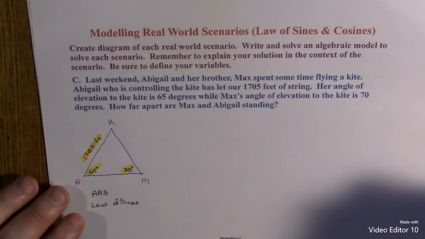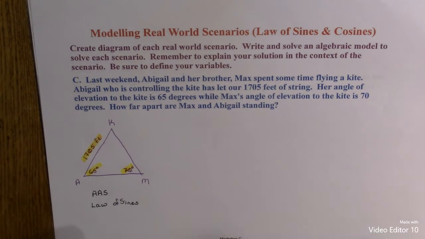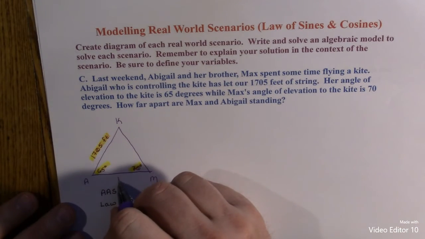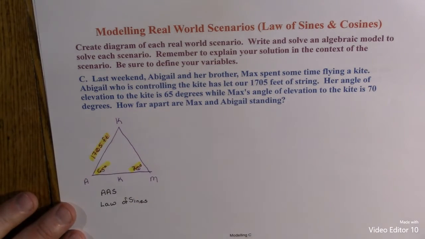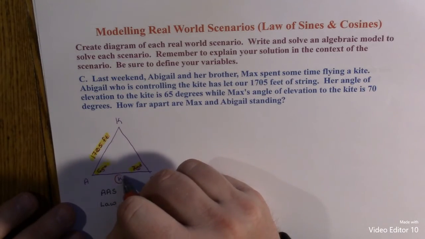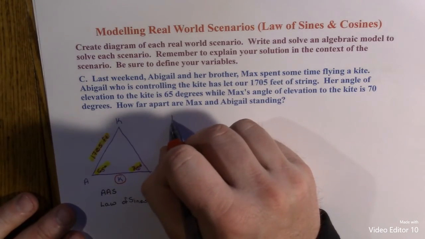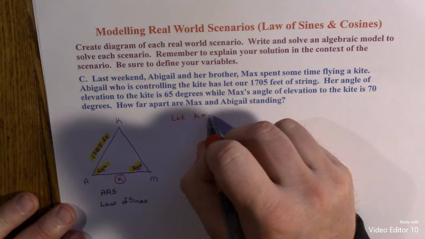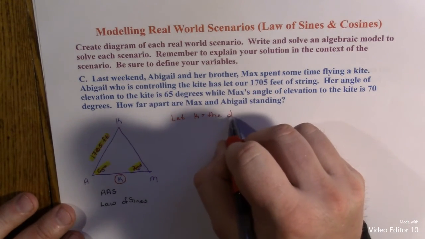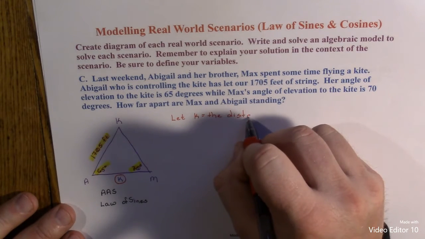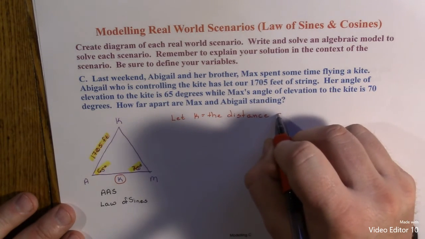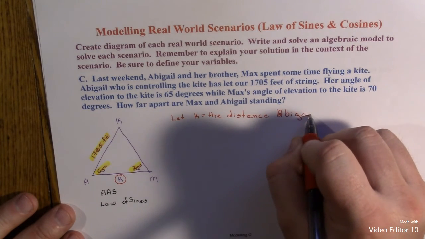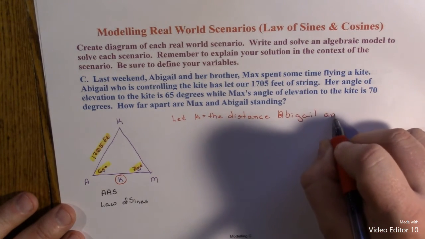Now, we are looking for the distance between Abigail and Max. We are looking for side K. So that means we will let K equal the distance between Abigail and Max.